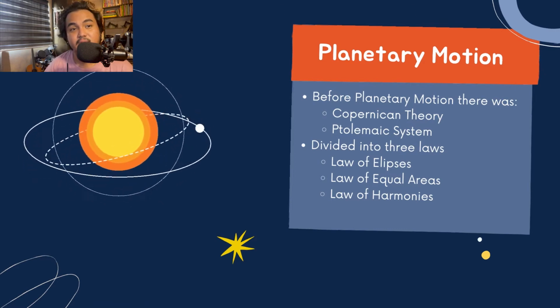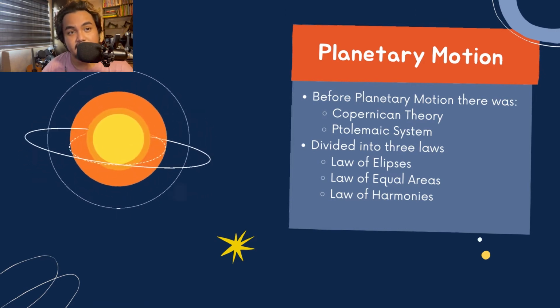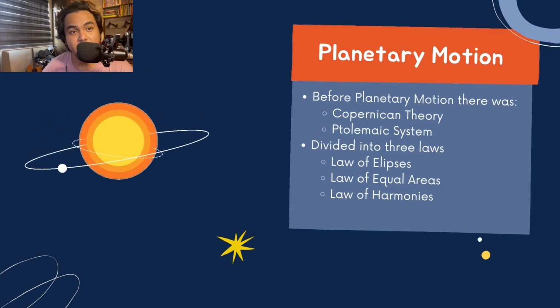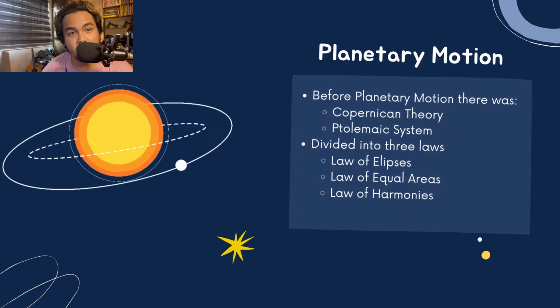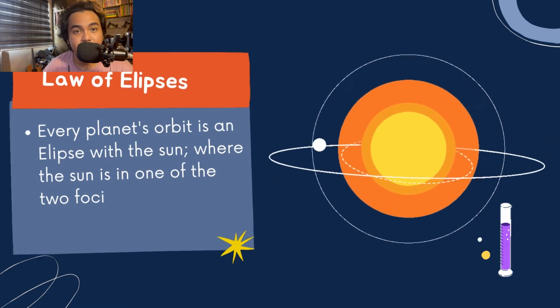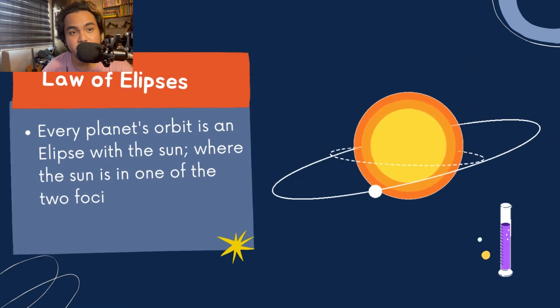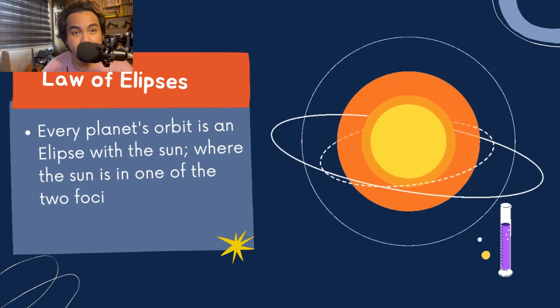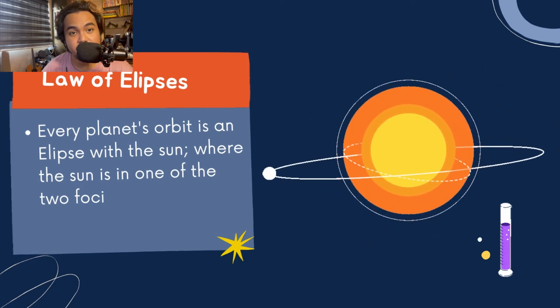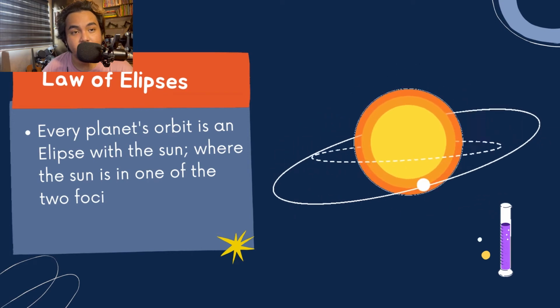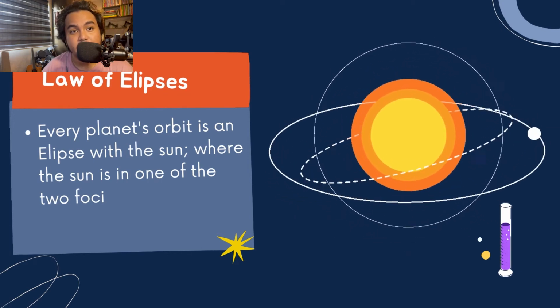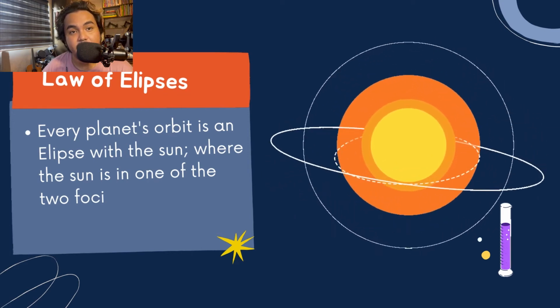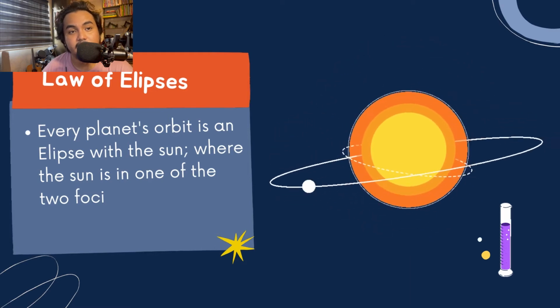So what is the difference between the planetary motion of Johannes Kepler? Let's start with the three laws. The first law is called the law of ellipses. It explains that every planet's orbit is an ellipse with the sun in one of the two foci. This was the difference between Johannes Kepler's planetary motion and the Copernicus theory, because in Copernicus theory, it was perceived that the planets revolved in a circle.